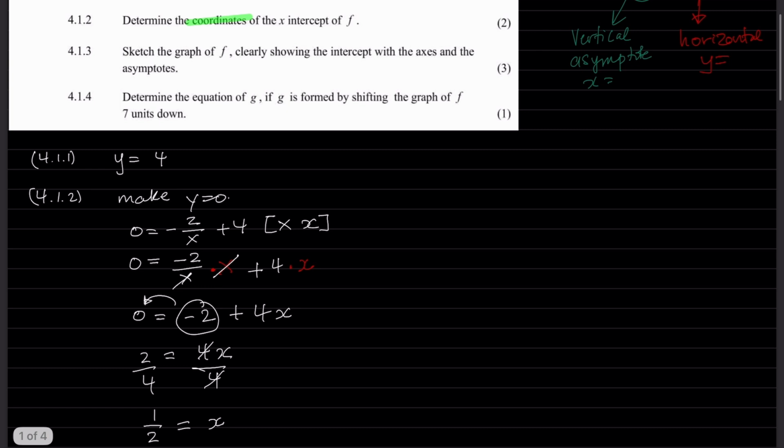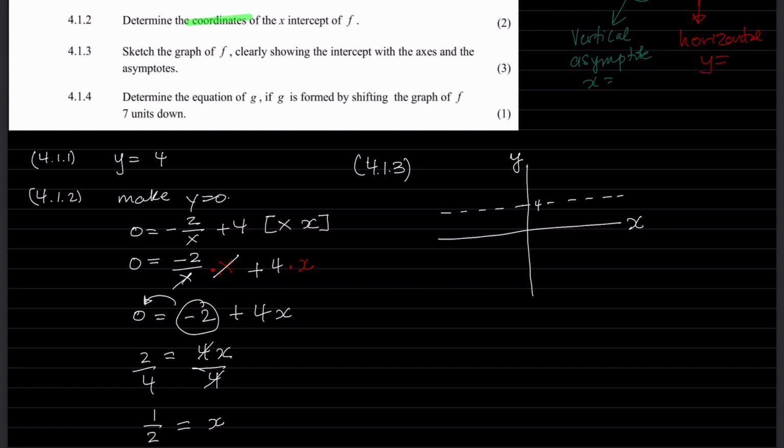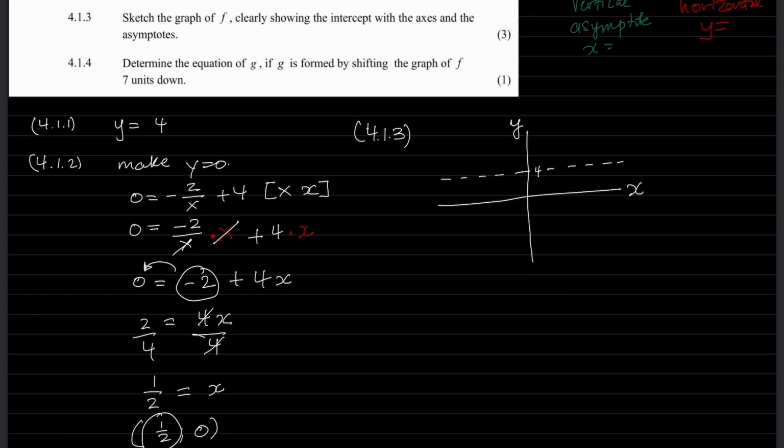Let's move on to question 4.1.3. Sketch the graph. So first thing we'll do is draw in our x-axis, our y-axis. Now we know a horizontal asymptote is at 4. So let's put 4 here and a dotted line to represent that asymptote. We also know that the x-intercept is half, so maybe half is somewhere here. And now we just need to draw in the graph.